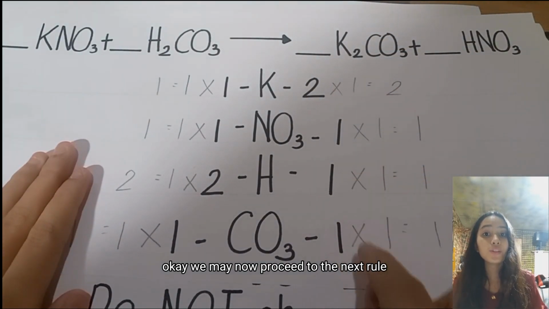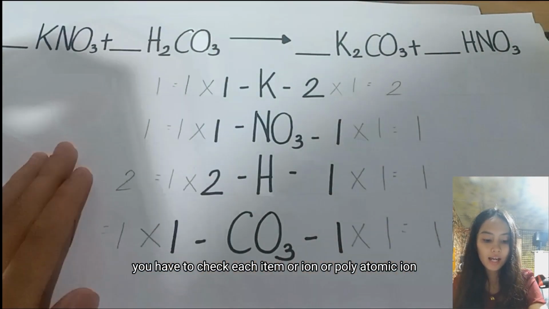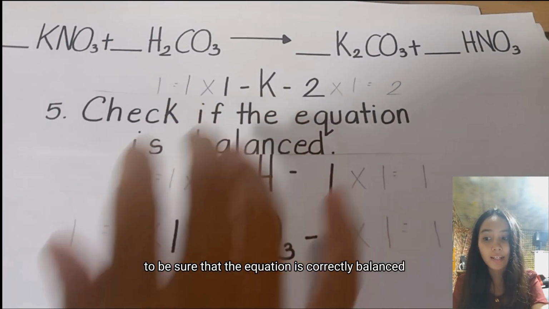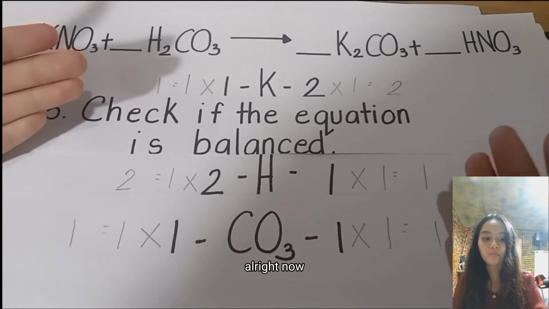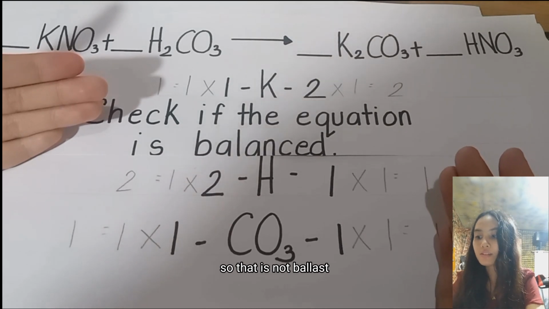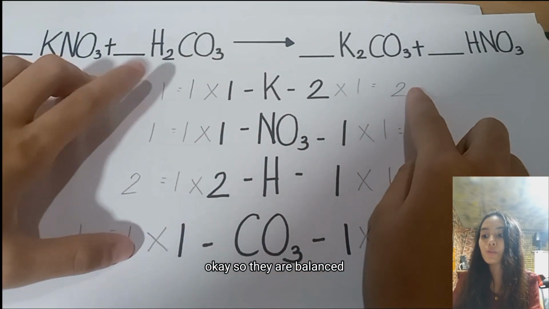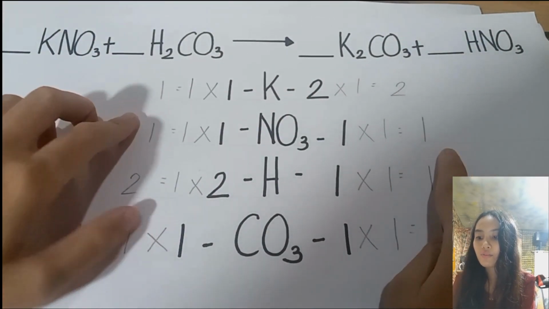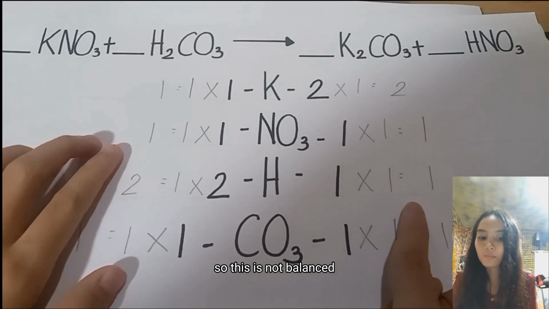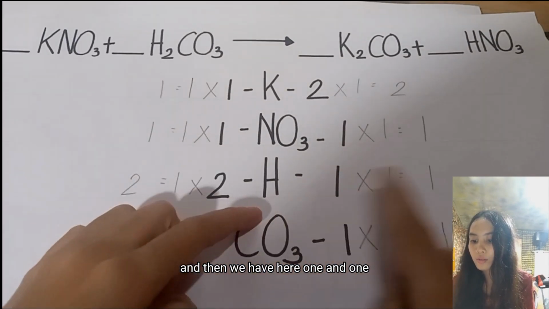We may now proceed to the next rule, which states that you have to check each atom or ion or polyatomic ion to be sure that the equation is correctly balanced. Now we have here 2 and 1, so that is not balanced. Then we have the nitrate for both sides. It is 1 and 1, so they are balanced. Next, we have hydrogen. For the reactant side, it is 2. For the product side, it is 1. So this is not balanced. So let's put a check mark here since it is already balanced. And then we have here 1 and 1. So it is balanced.